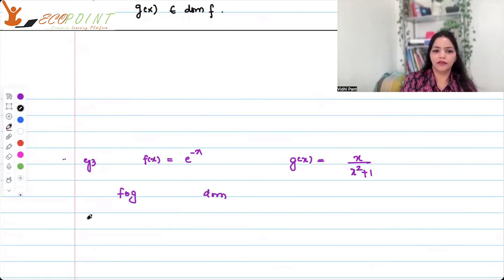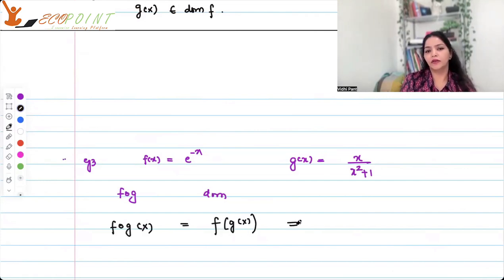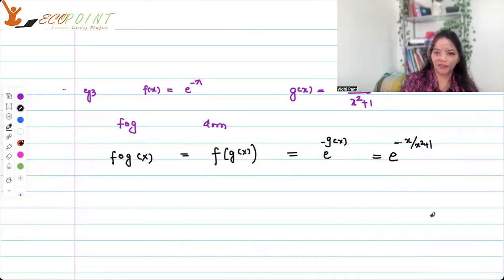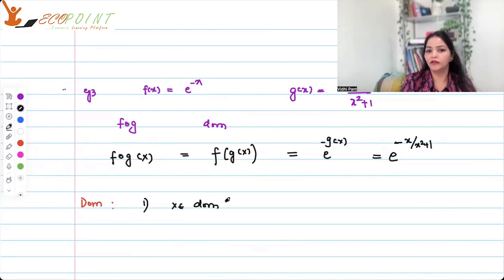So first things first, let's find f of g. For f of g(x), it becomes e to the power minus g(x). So it is e to the power minus x upon x square plus 1. All right. Now let's talk about the domain of f of g(x). For domain, there are two conditions. Number one, x should belong to the domain of g. And number two, g(x) should belong to the domain of f.